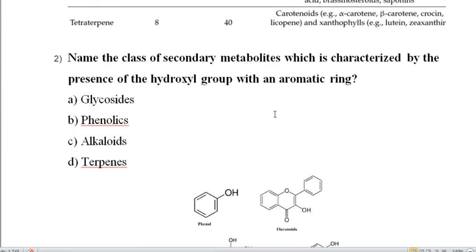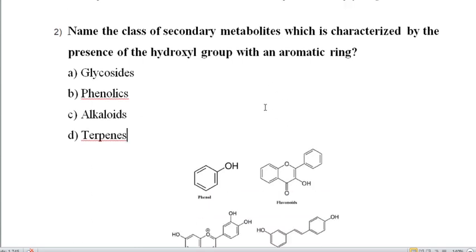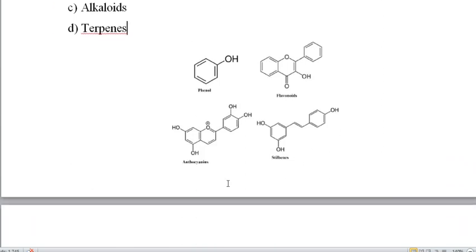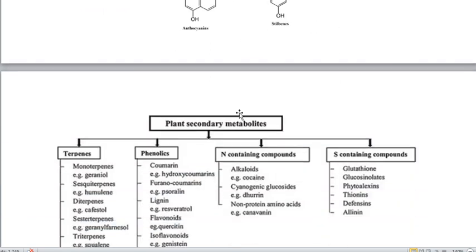Next question, name the secondary metabolite which is characterized by the presence of a hydroxyl group with an aromatic ring. Ultimately, you know the answer, it is phenol. So this is the structure of phenol where you can find an aromatic benzene ring and here you can find an OH group which is a hydroxyl group. And flavonoids, anthocyanins and stilbenes are examples of this phenol group. In each of them you can find the aromatic ring and in addition to that you can find a hydroxyl group. So the correct answer is phenolics.